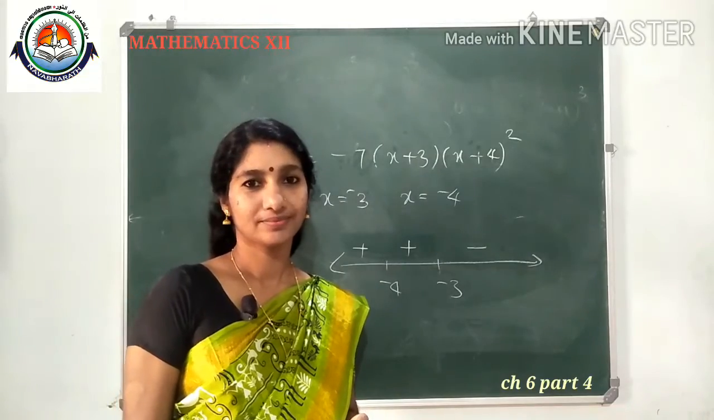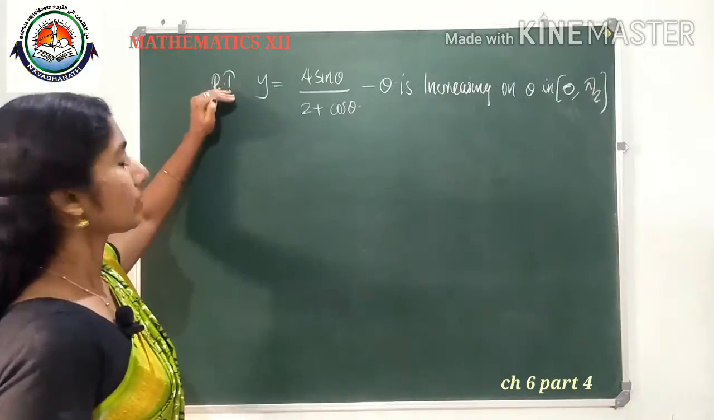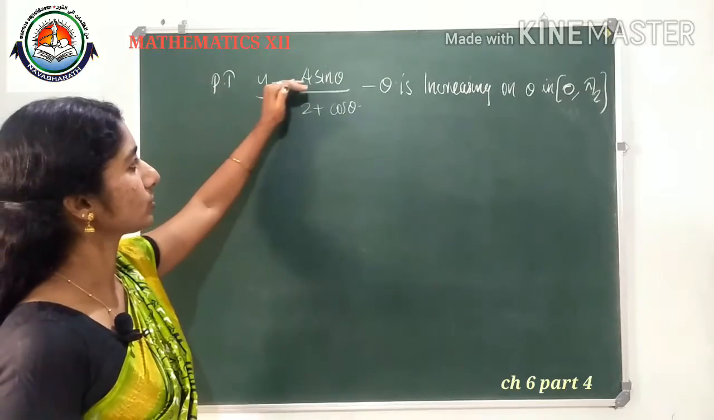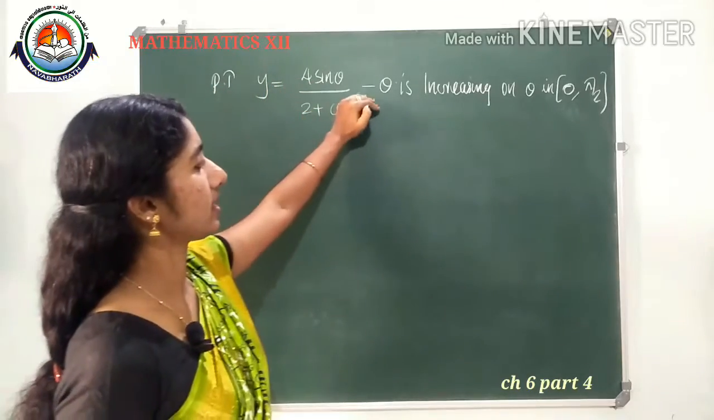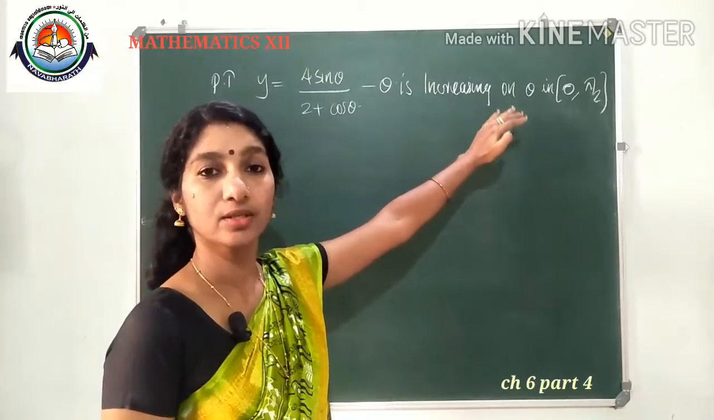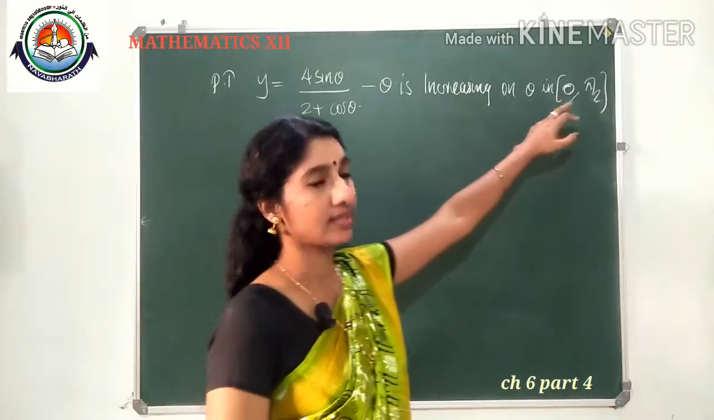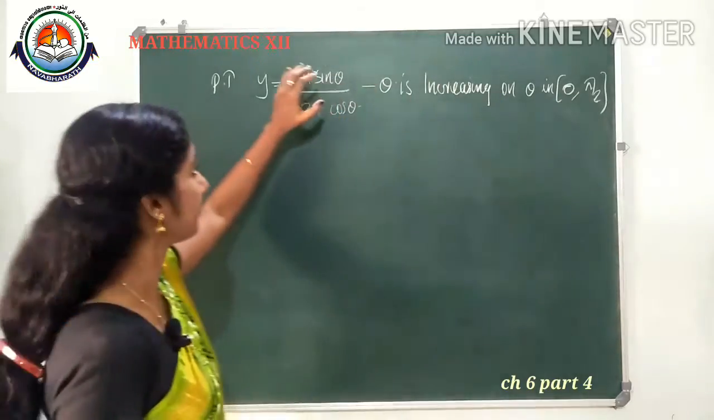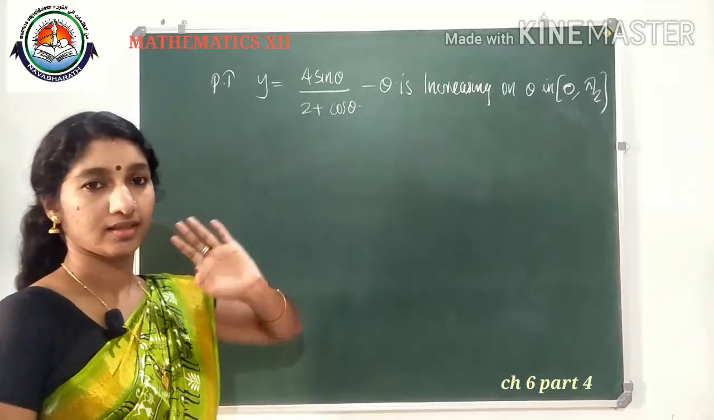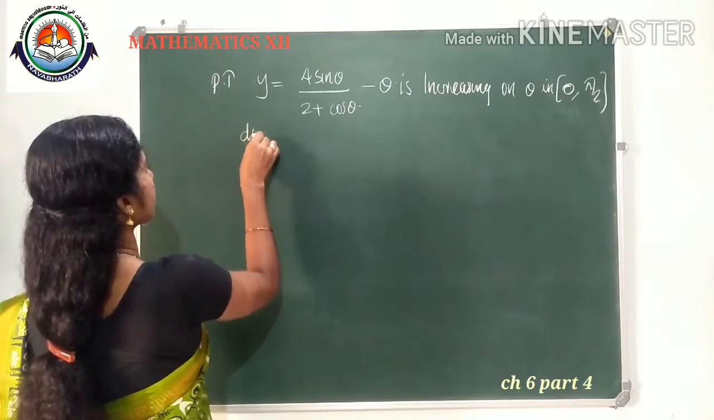Got the idea? Okay. Then here we have to prove that y equals 4 sin theta by (2 plus cos theta) minus theta is increasing on theta in the closed interval 0 to pi by 2. We need to prove that in this interval 0 to pi by 2 the given function is increasing. So for that we are finding dy by dx.